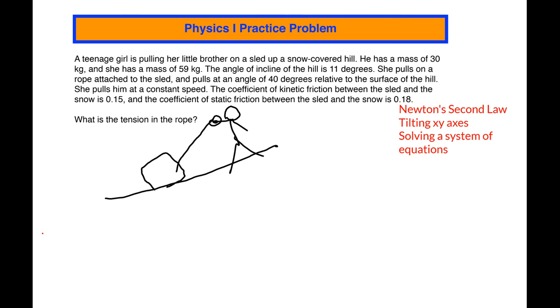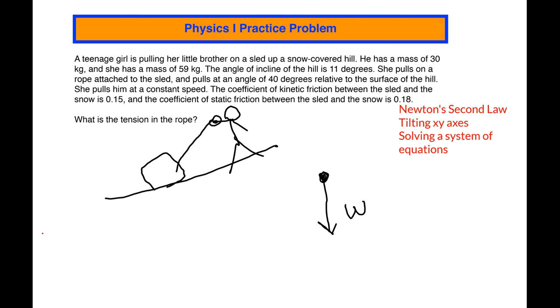Now let's draw a free body diagram for the boy in the sled, because we want to solve for the tension in the rope. And if we draw a free body diagram for the boy, that's going to include that tension force. So let's draw that free body diagram. We represent our object as a dot here. We have the weight pointing down, the weight of the boy.